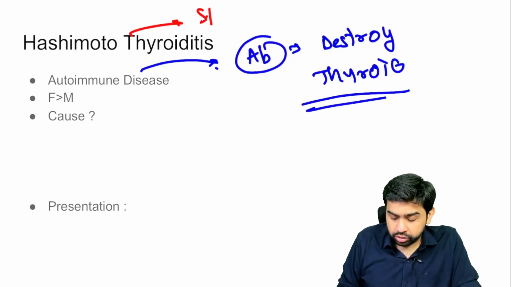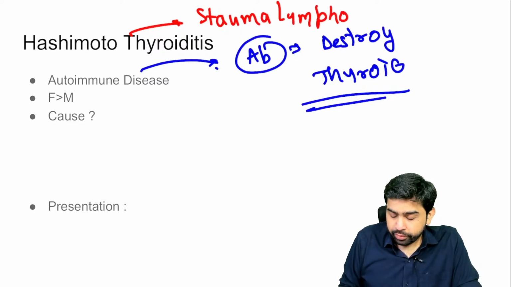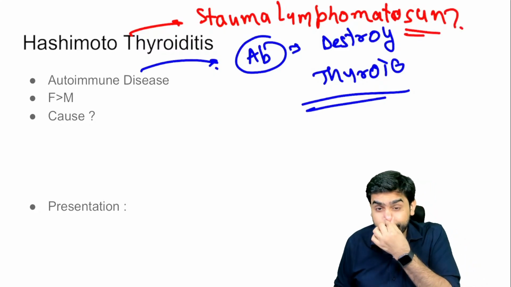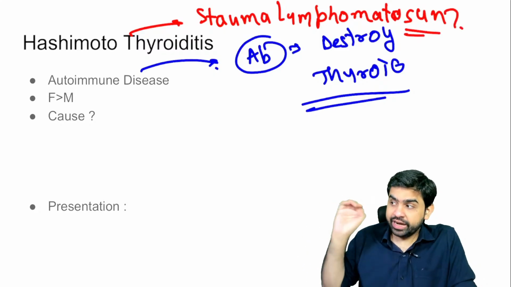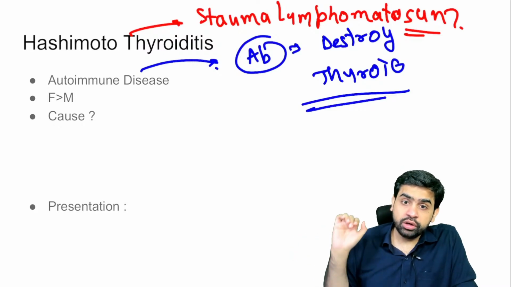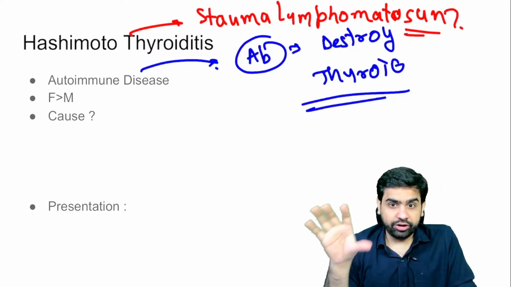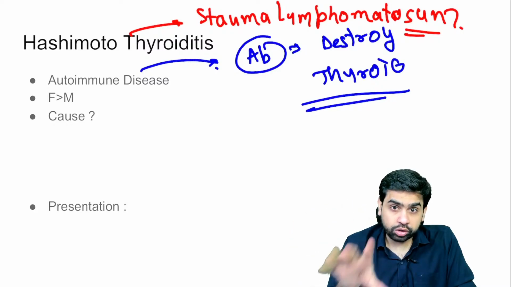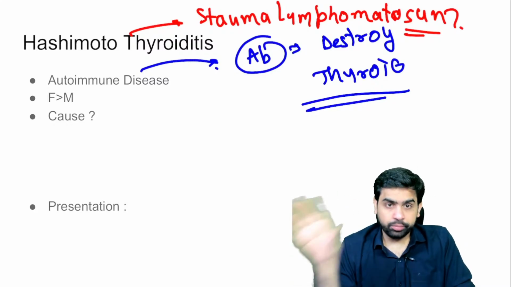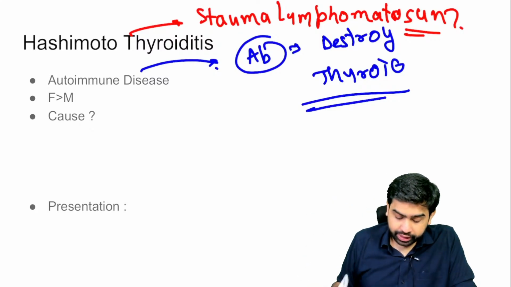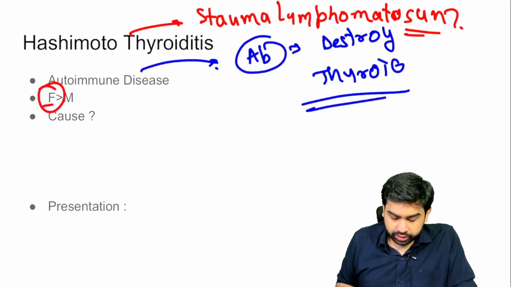Now what is the another name of this particular Hashimoto's thyroiditis? It is also called struma lymphomatosa. What is this particular struma lymphomatosa? It basically tells that inside the thyroid gland, it is not just the antibodies, but also the lymphocytes, which are attacking these particular thyroid tissues. I hope you are able to understand the point. This is what is called struma lymphomatosa. So autoimmune disease, antibodies destroy the thyroid, all those particular things are fine. This is more common in females, and so on.